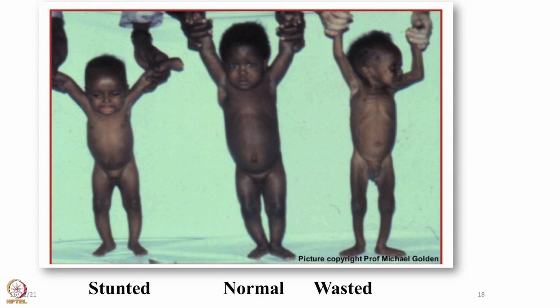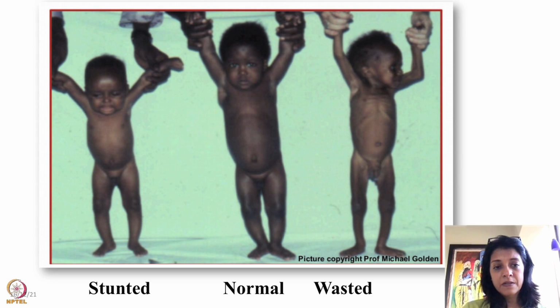Similarly, same thing, this is the normal child, this is your wasted child. Look at the mid-arm circumference, much smaller, right? Your muscle is gone. And this child has lost height, because this child probably was like this on and off, not so bad, but eventually his height suffered.